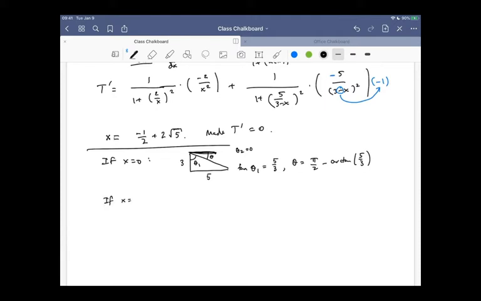Similarly, if x is 3, then we have this other situation where we'd have theta 2, or I'm sorry, I drew that wrong. We'd have this triangle where this was theta 2, that would be theta, just theta, and then we'd have 3 here and 2 there. So the tangent of theta 2 would be 2/3, and theta would be 90 minus that.